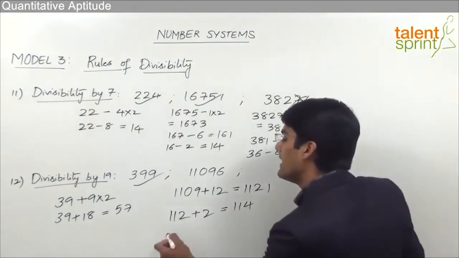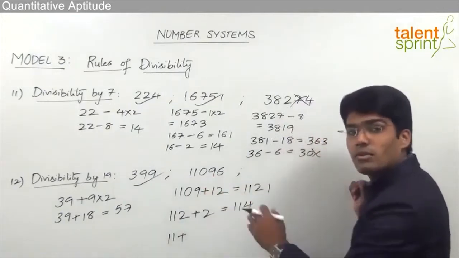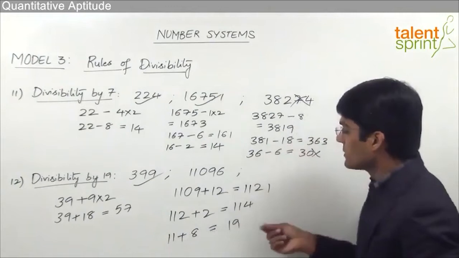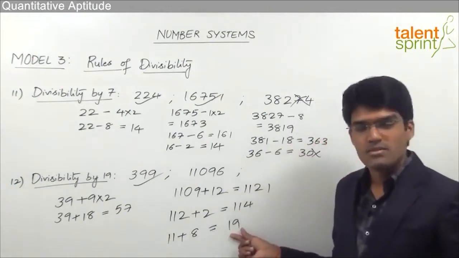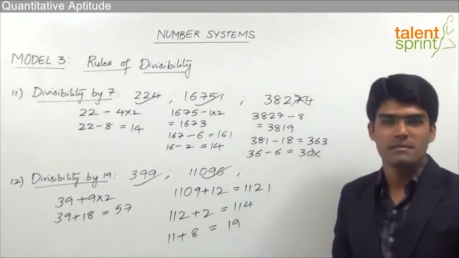Again, moving on, 11 plus, that means the remaining part of the answer, plus units place multiplied with 2. 4 into 2 is 8. 11 plus 8 is 19. Now 19 is divisible by 19. So very clearly even this number is divisible by 19. So that's how we can check the divisibility for 19.